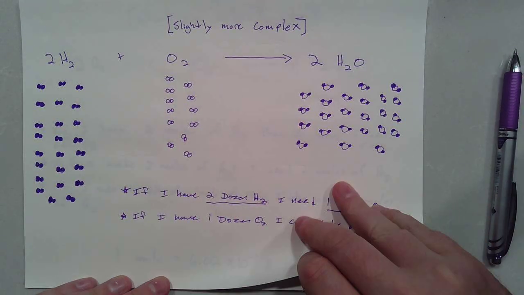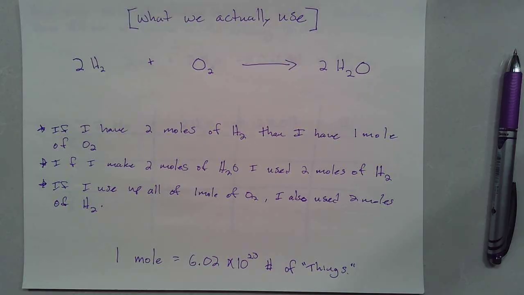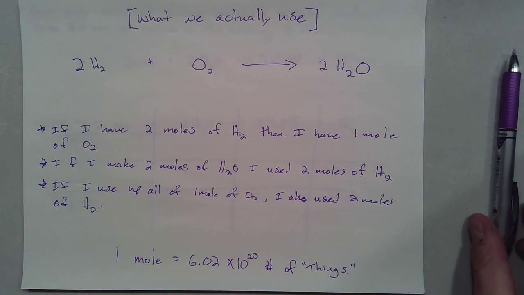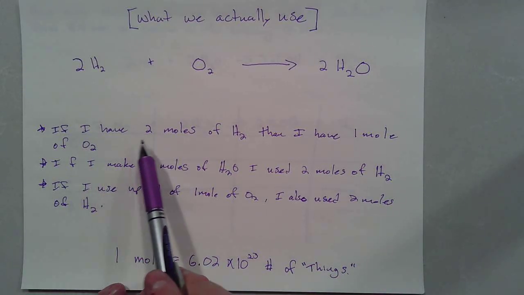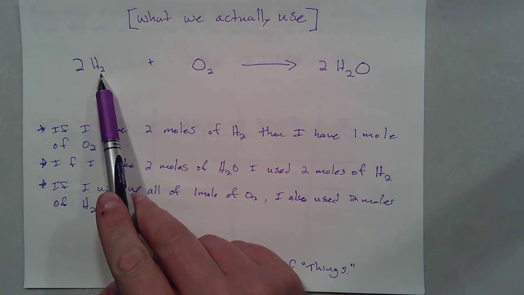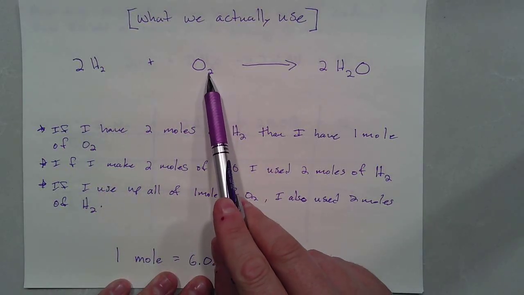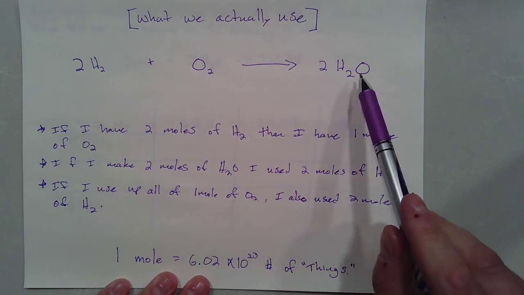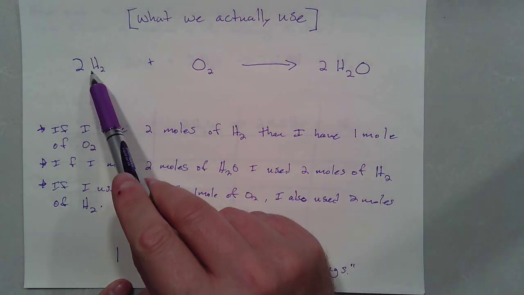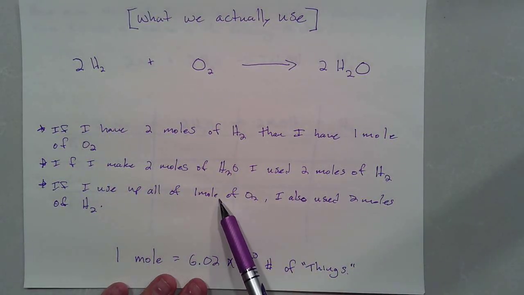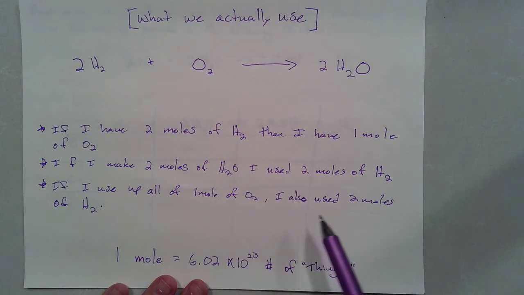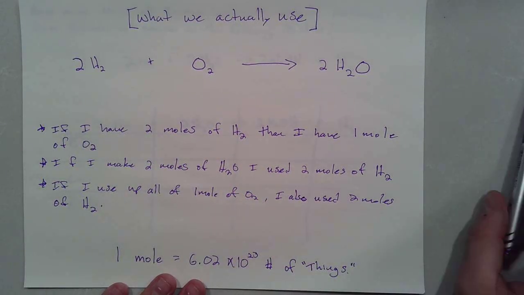Because we're going to use the term mole, and this is how we actually use it. Remember, moles are a nice simplified way of saying an amount. And 1 mole is equal to 6.02 times 10 to the 23rd atoms. So if I have 2 moles of H2, then I have 1 mole of oxygen to react with. If I have 2 moles of H2O, I used 2 moles of H2. If I use up all the oxygen, the 1 mole of oxygen, I also used up 2 moles of H2.